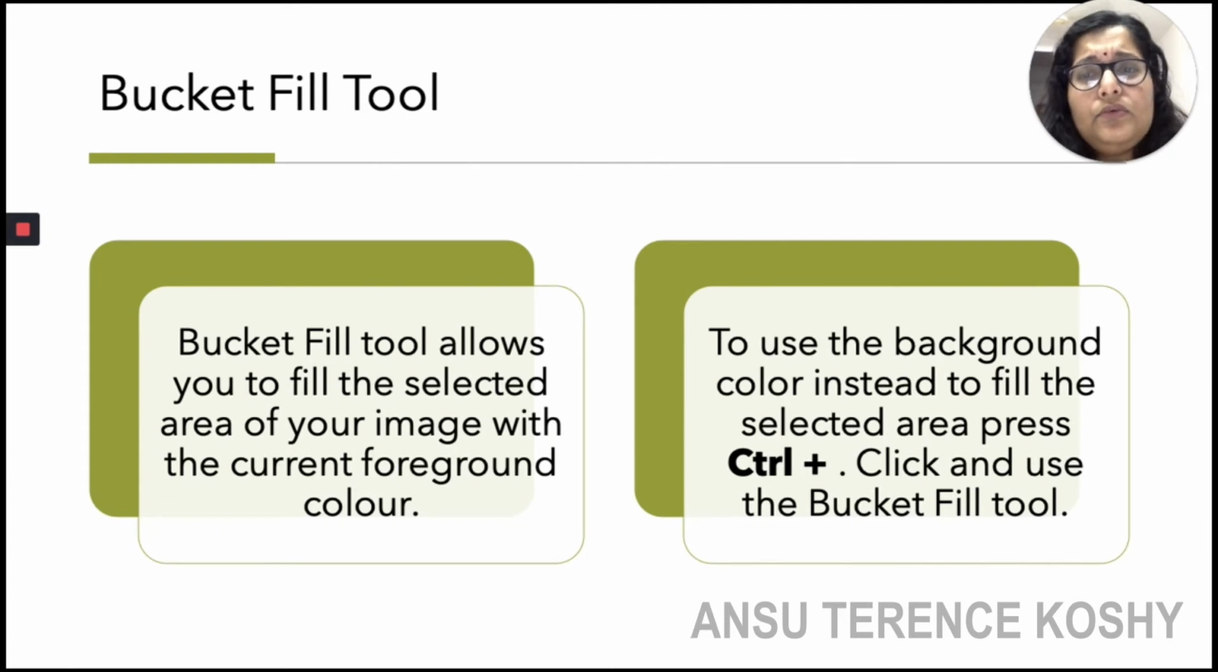So the Bucket Fill tool allows you to fill selected areas of the image. Wherever you want to change the color, you can click on that and use the Bucket Fill to fill it with the color you require. To use the background color instead, to fill the selected areas, press Ctrl+. You need to click Ctrl and plus key together. If you want it in the foreground, you just need to use the Bucket Fill tool. If you want to work on the background, then you have to use the Ctrl+ key.